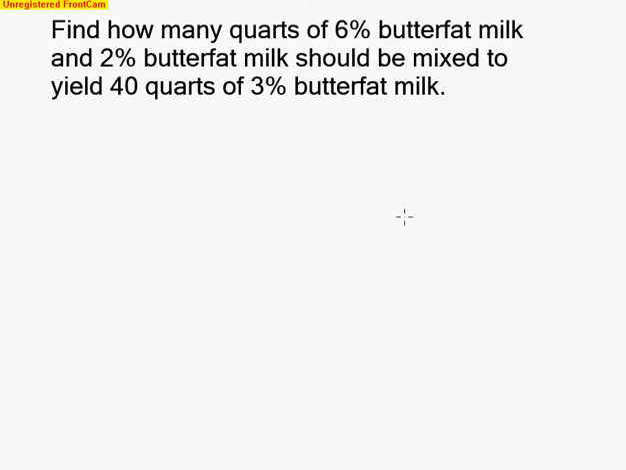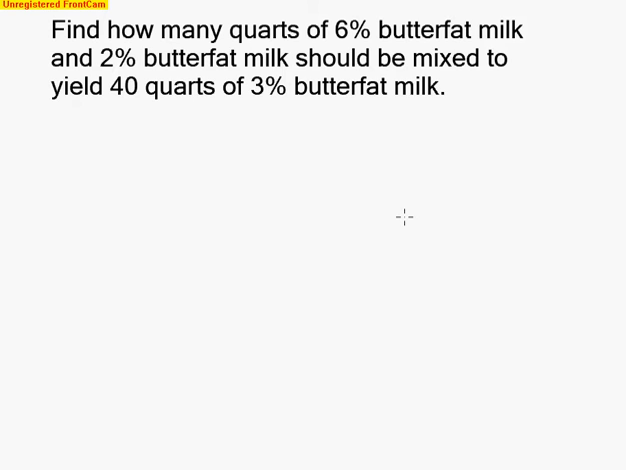Hello again. In this video, we're going to work through a very typical type of word problem you'll see for systems of equations. They like to work with percents. So let's read this. Find how many quarts of 6% butterfat milk and 2% butterfat milk should be mixed to yield 40 quarts of 3% butterfat milk.